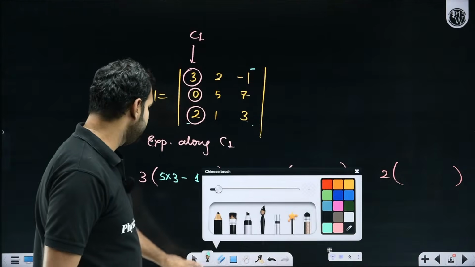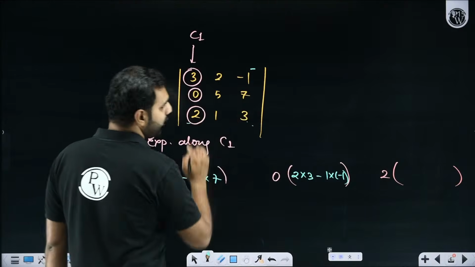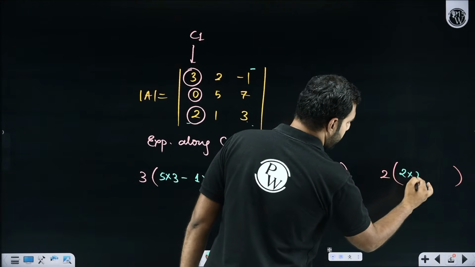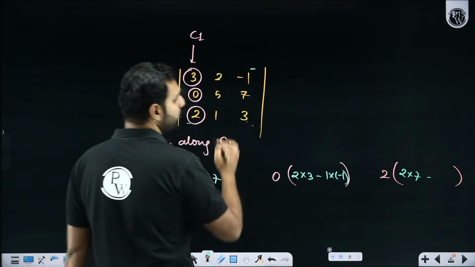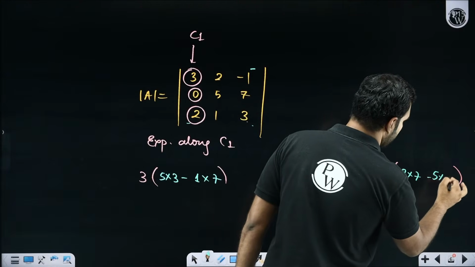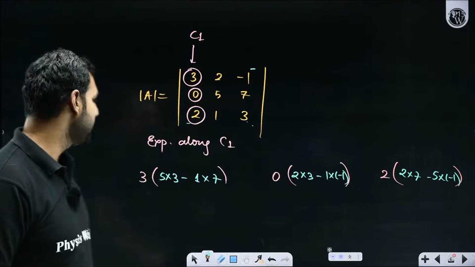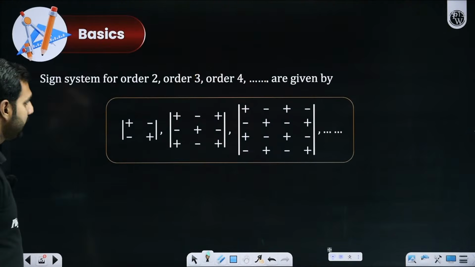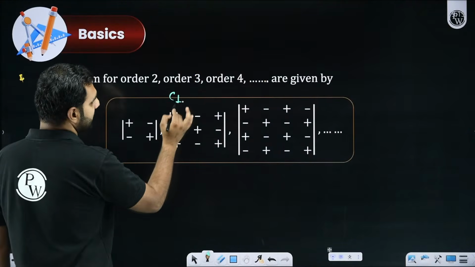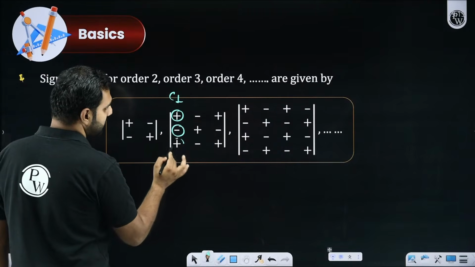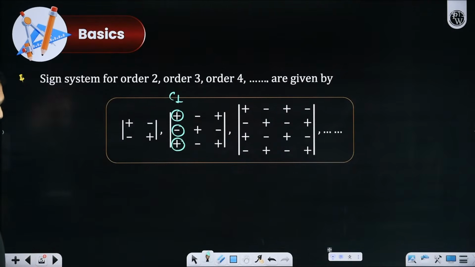With that, what I'll be doing here is 2 into 7 first. So this will be 2 into 7. And then minus 5 into minus 1. So this will be 5 into minus 1. Now you're supposed to follow a certain sign scheme. What is that sign scheme? The sign scheme here for column 1 was plus, minus, plus. The sign scheme was plus, minus, plus.